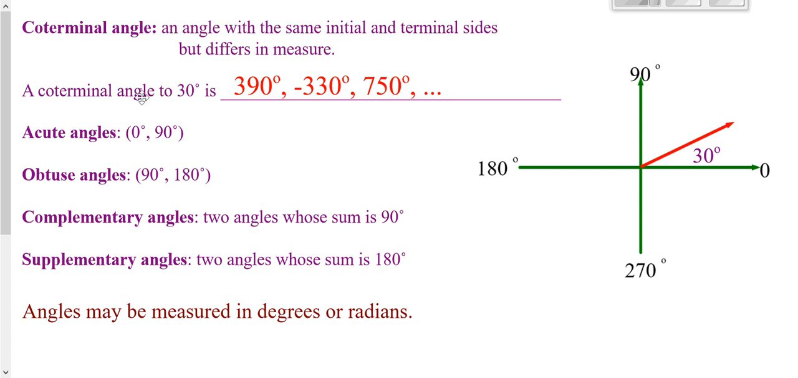Remember, acute angles are between 0 and 90. Obtuse angles are more than 90 but less than 180. Also remember, complementary angles are two angles that add up to 90 degrees, and supplementary are two angles that add up to 180 degrees.